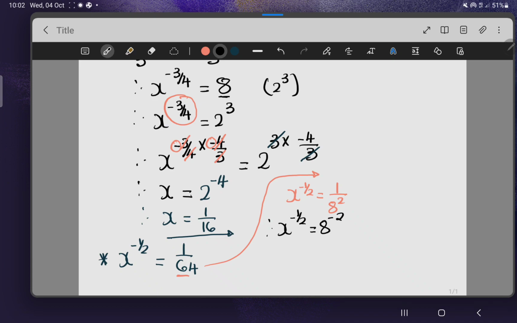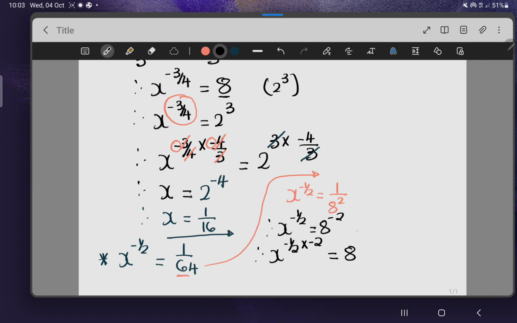So now, at the very same time here, what are we really looking for? If we check this, we are looking for the value of x. So I want to get rid of this 1 over 2. How do I do that? That will be x to the negative 1/2 multiplied by negative 2. I have to multiply every side by negative 2.